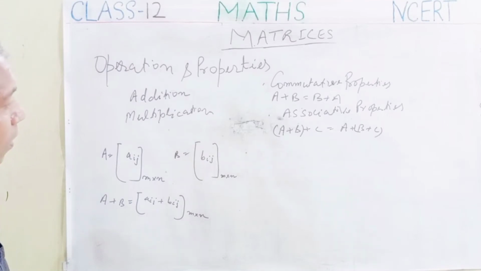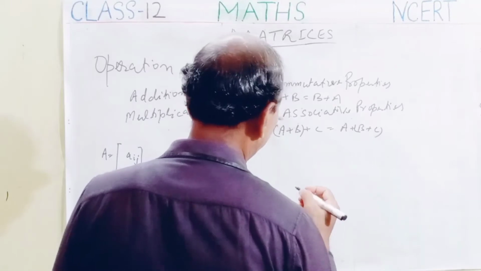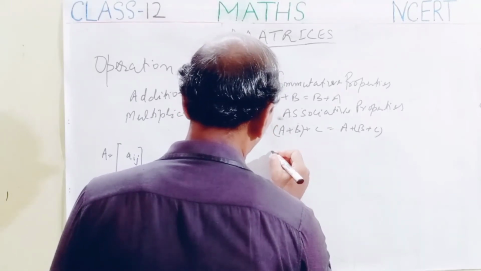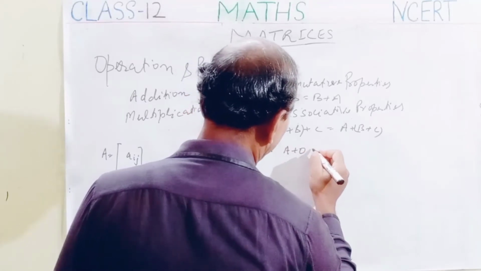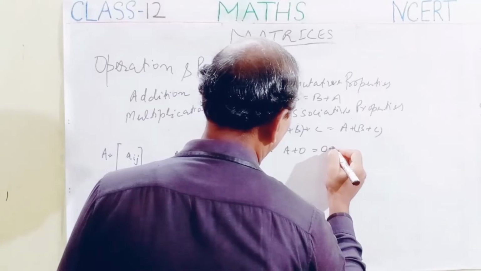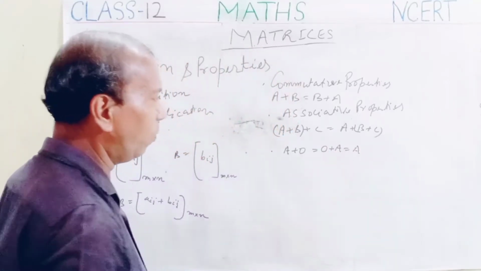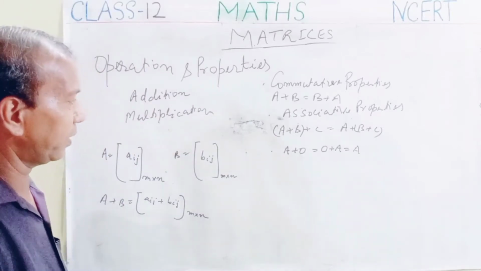Now, there is one additive identity. Additive identity is defined as, suppose, A plus 0, this is the 0 matrix, and then 0 plus A is equal to A. So this 0 matrix is called the additive identity matrix.